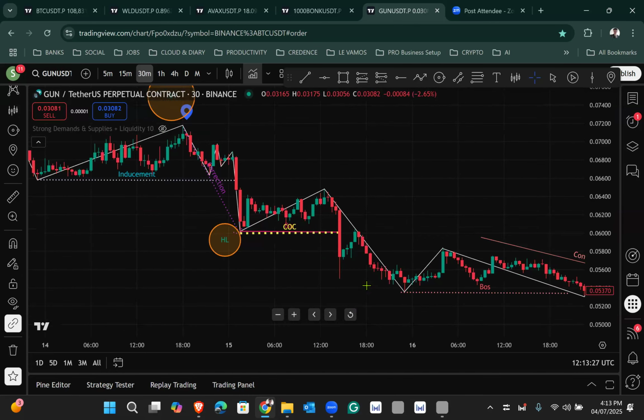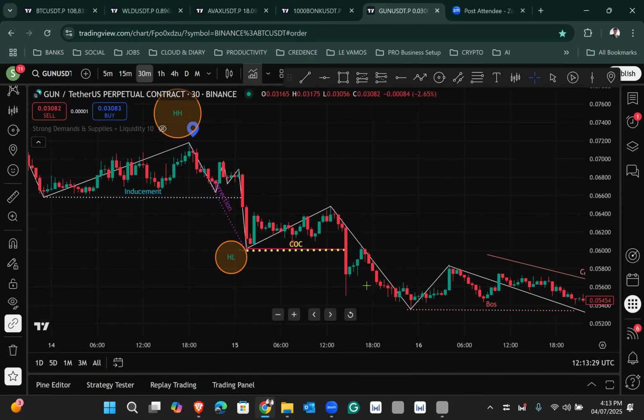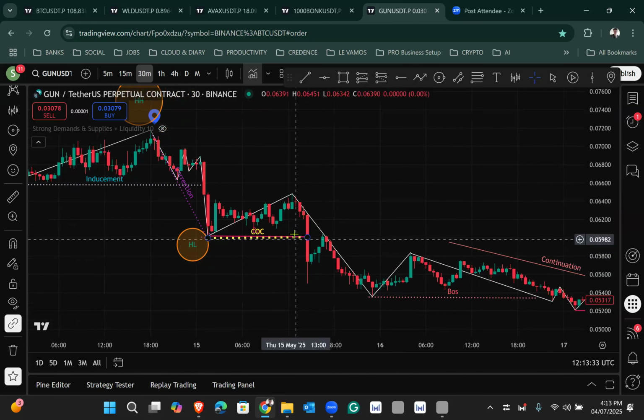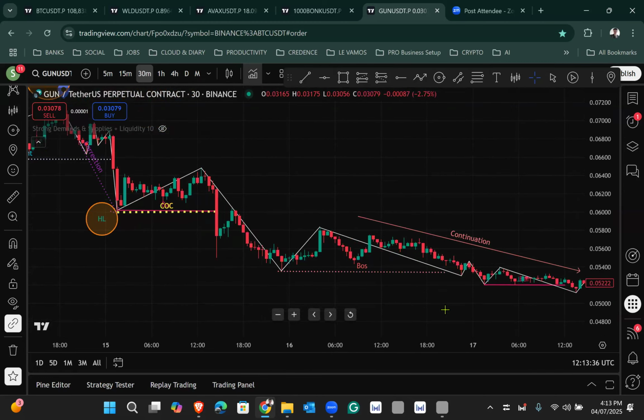Okay, so how do you know the trend is changing? I can only confirm the trend change after here, because of the change of character. It came back and it throws this higher low, which is the change of character. This is where you put your higher low.